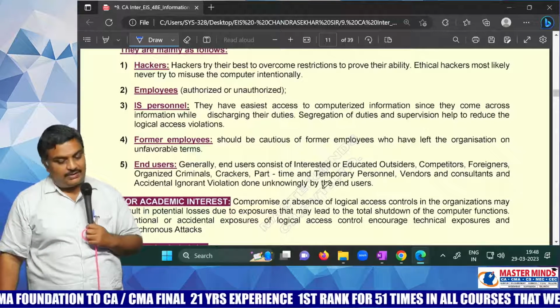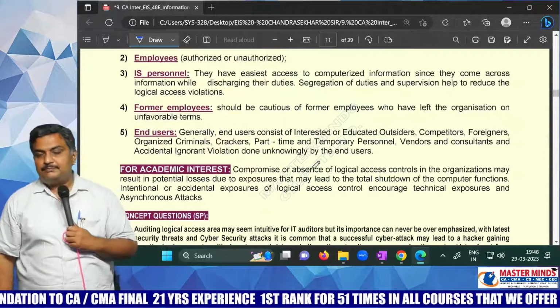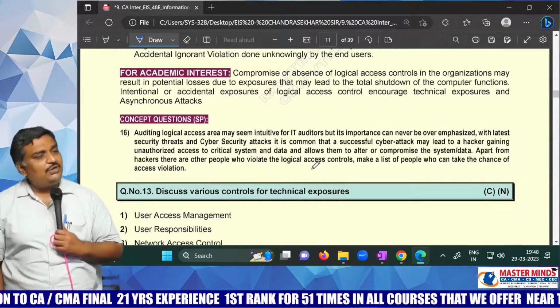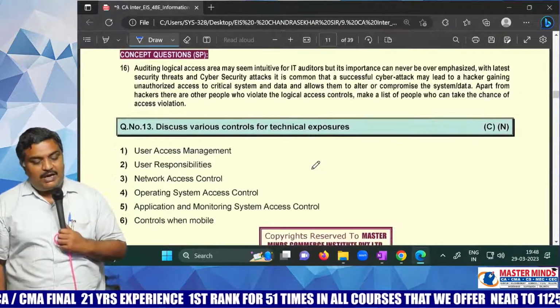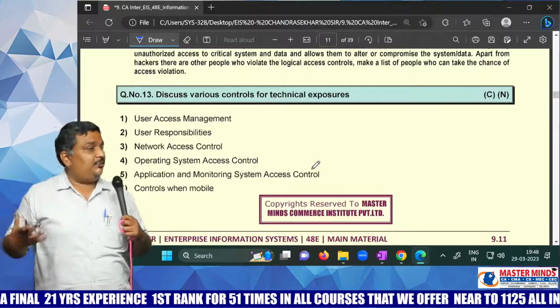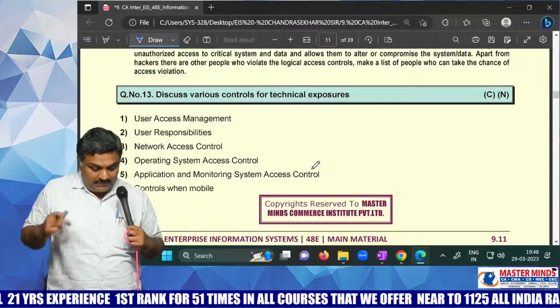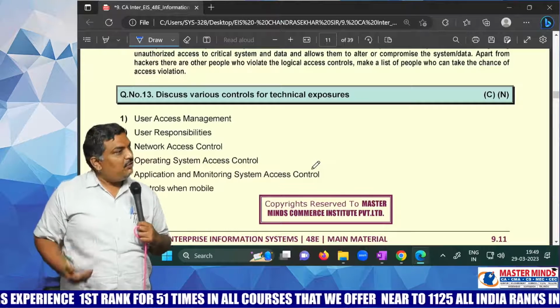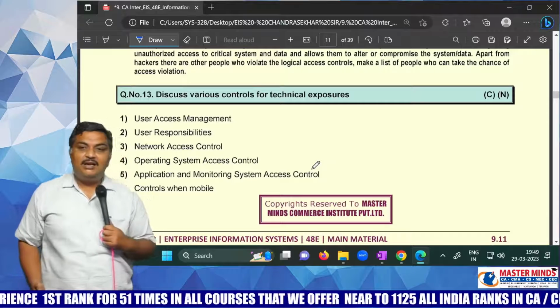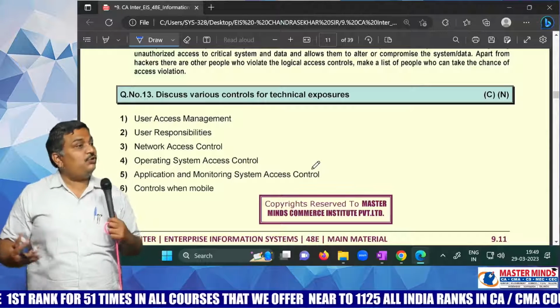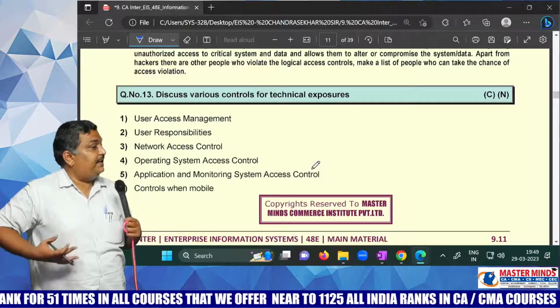And end users. All end users are not bad, but there are some end users who are very enthusiastic. Some people press something to see what will happen. "Why did you press that?" But he wanted to know. He is very curious. He is very enthusiastic.